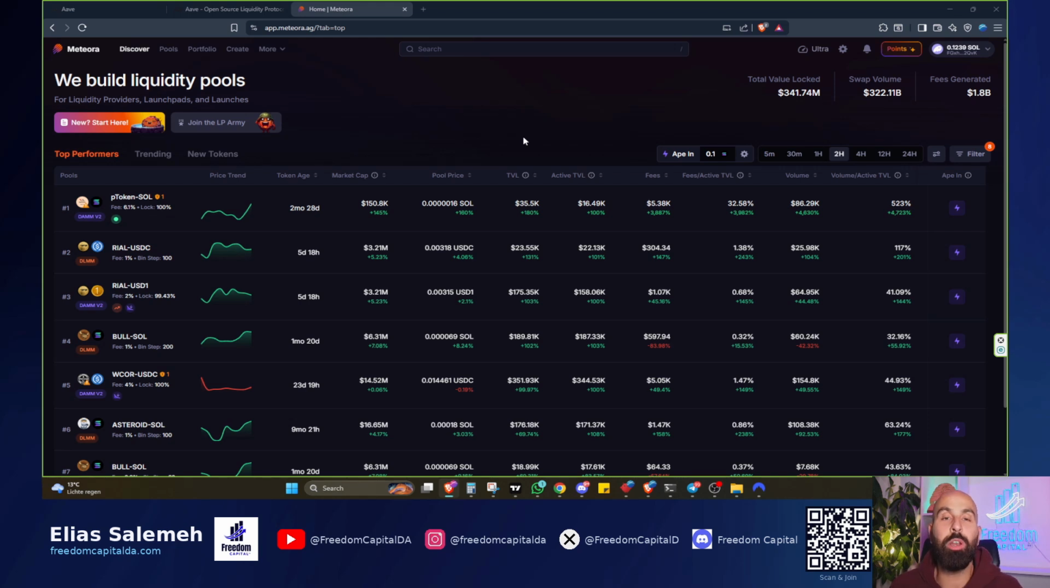This is a tutorial on how to deploy liquidity in decentralized finance, specifically on Meteora. So Meteora, for the people that don't know, is one of the leading decentralized exchanges on Solana.